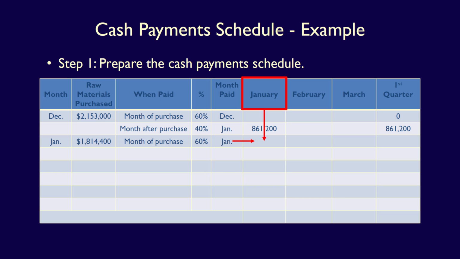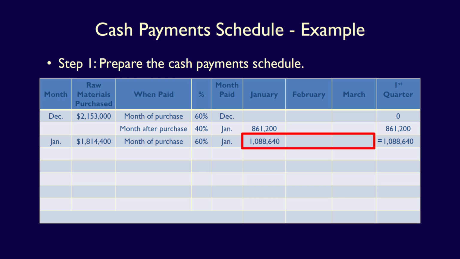The month paid is January, and we have a January column for our budget, so yes, we have to do a calculation. Raw materials purchased of $1,814,400 multiplied by 60% is equal to $1,088,640, which is placed in the January column. Of the $1,814,400 of raw material purchases in January, $1,088,640 will be paid in January.